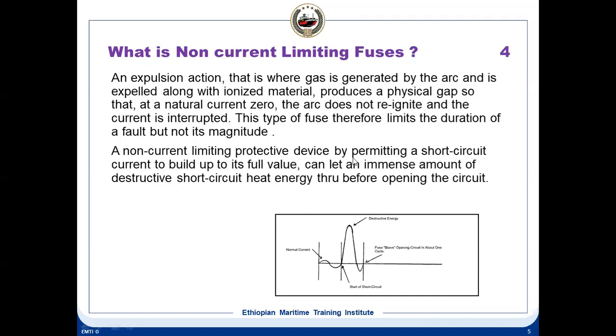So a non-current limiting protective device, by permitting a short circuit current to build up to its full value, can let an immense amount of destructive short circuit heat energy through before opening the circuit. So non-current limiting means it is not limiting the current. It will allow the full current to go through, and in the last phase the fuse will blow off. The fuse blows opening the circuit in about one cycle. That means it takes the full cycle, then it blows from here only. So this is called a non-current limiting fuse.